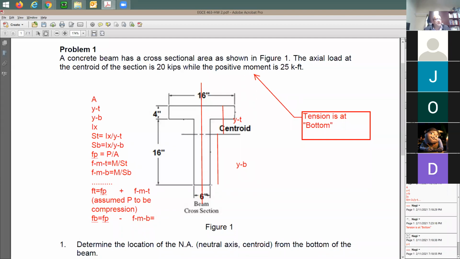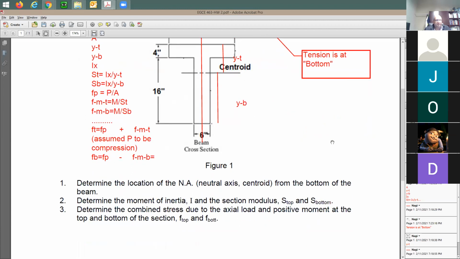Now you need to compare the stresses here. This stress, two values. All right? If this compressive stress is much less than this tensile stress, you're going to end up with tension on the bottom. All right? And this is what you need to do in your analysis. This is everything that you need to do.